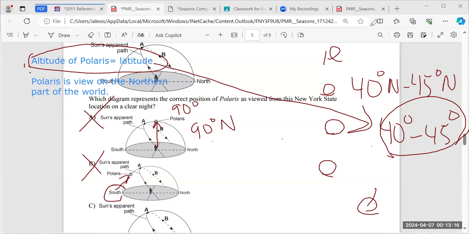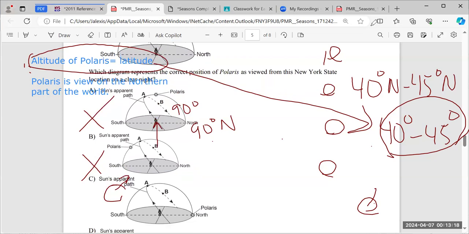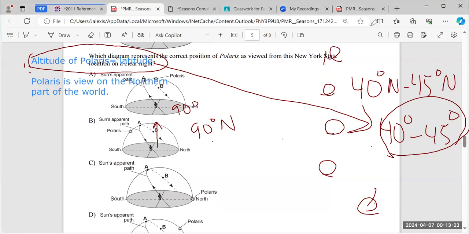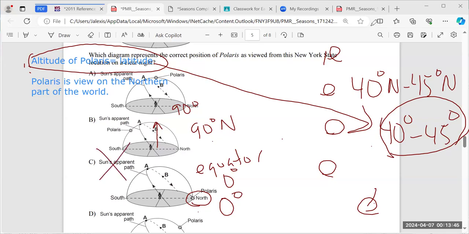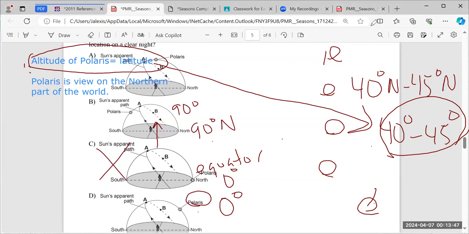And if we take a look, we'll keep going. All right. When I look at C, they're telling me Polaris is right on the horizon, right? That means that Polaris has an angle of 0. That means that C means this person's at the equator because it has a latitude of 0 degrees. We need to find where the person is at in New York.